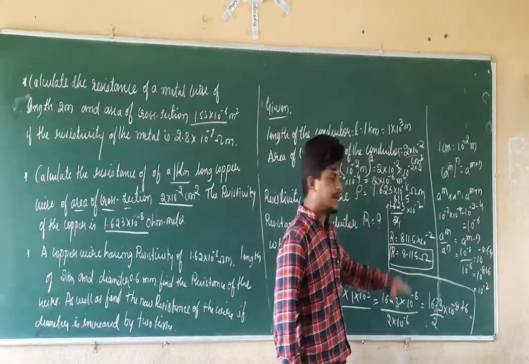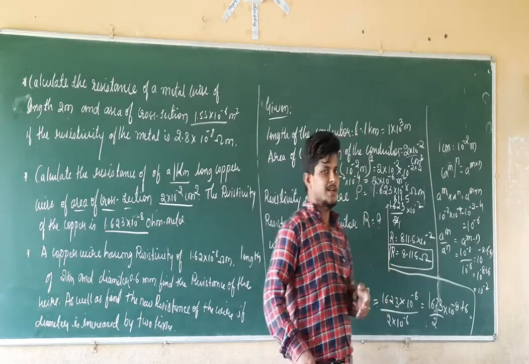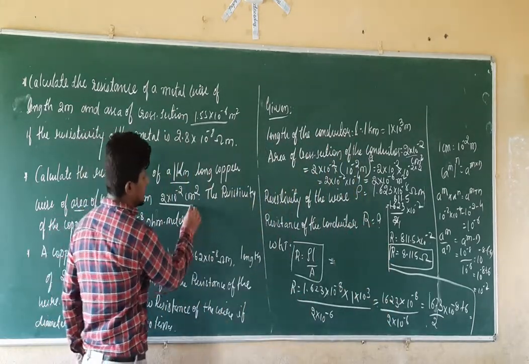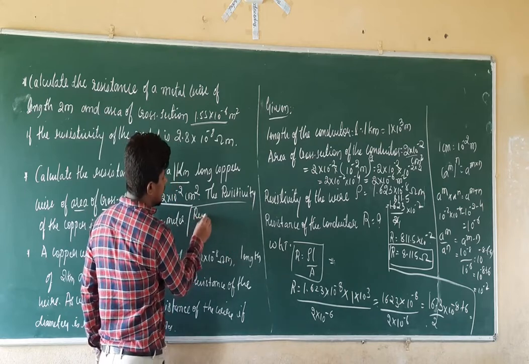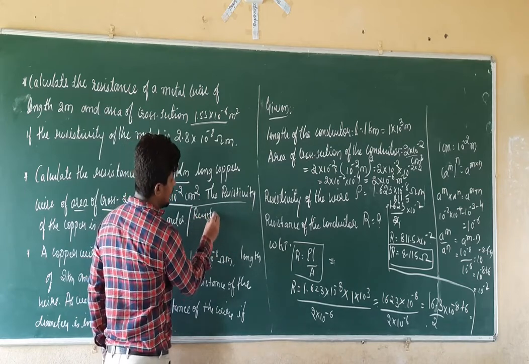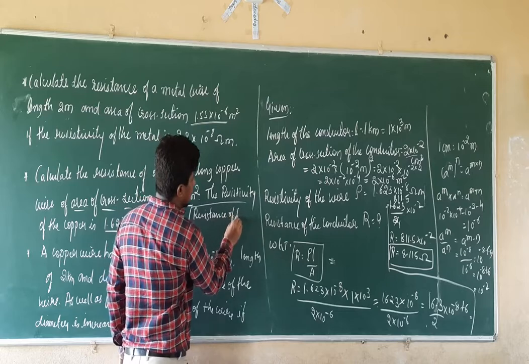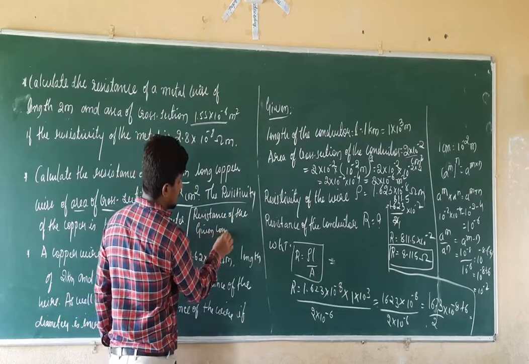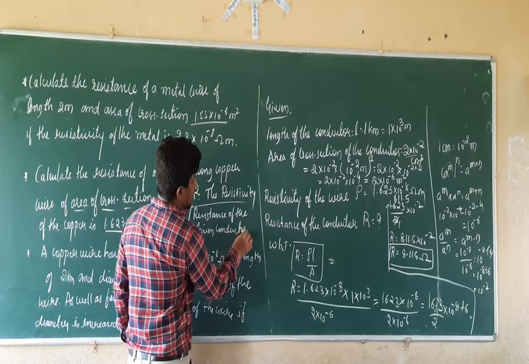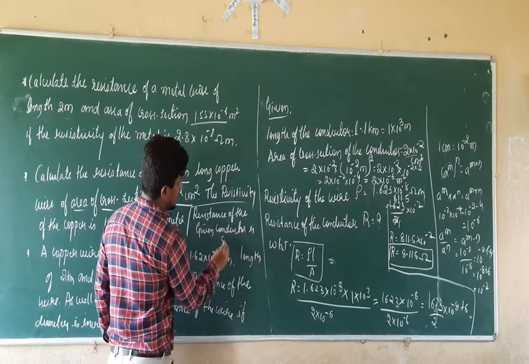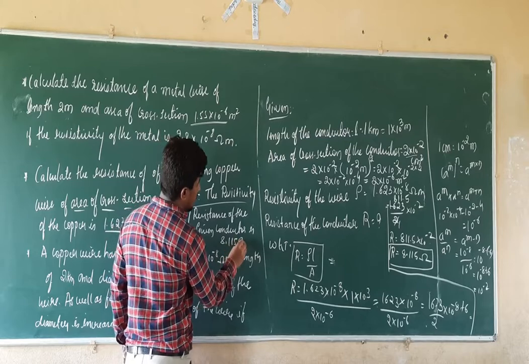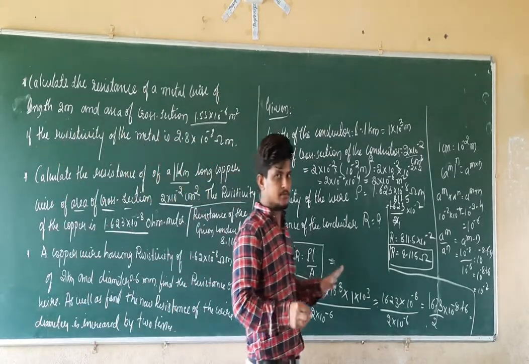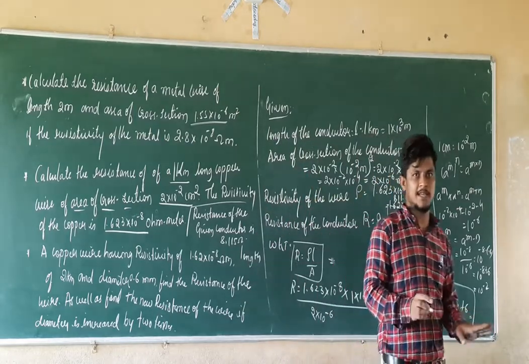So the resistance of the conductor here is equal to how much? It is equal to 8.115. So the answer for the second question, that is the resistance of the given conductor, is how much? It is equal to 8.115 ohms. I hope this is clear about our first problem as well as the second problem.